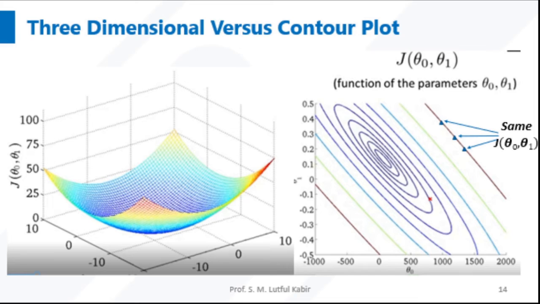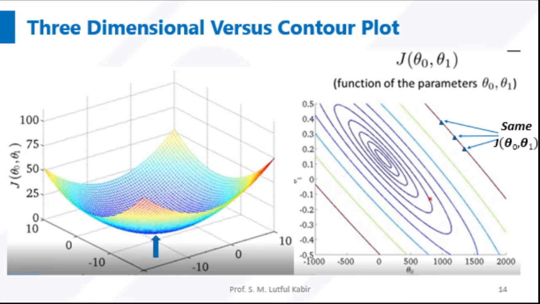Say you have a bowl-shaped function as shown in the slide. The minimum point is at the bottom of the bowl. The concentric circles above the minimum point are of the same J value because each of the circles has the same height above the xy plane, that is, the theta 0, theta 1 plane.